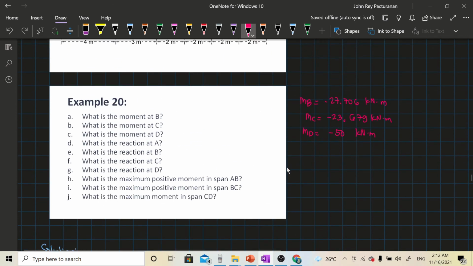So, kung babalik tayo doon sa tanong, again, kasi yung unang nahanap natin is the moments, no? So for the next questions, the reaction at A is equal to 3.073 kilonewton. Yung reaction ng B ay equal sa 121.232 kilonewton. Yung reaction ng C is equal to 44.115 kilonewton. And lastly, yung reaction at D is equal to 51.580 kilonewton. So, ayan na. Na-solve na natin yung mga reaction.